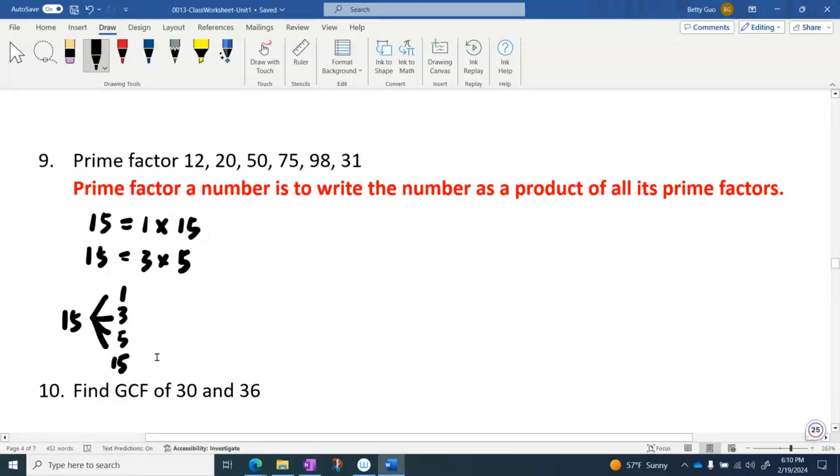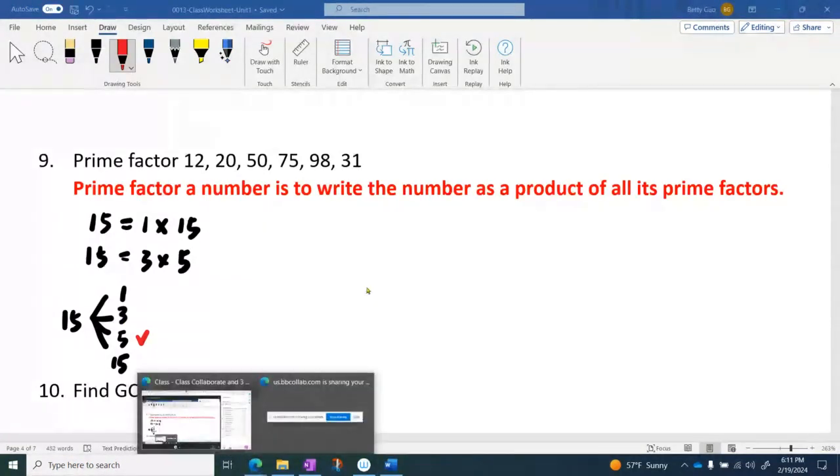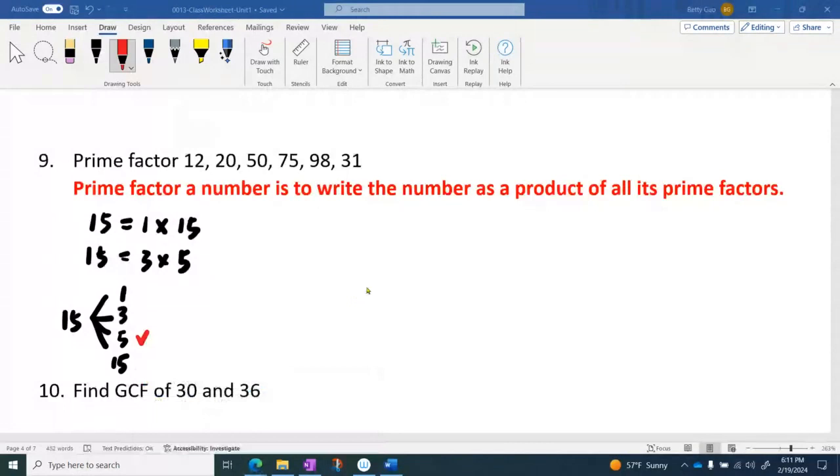Anyone can tell me, for 15, it has 4 different factors. Which of them are prime numbers? 5. Yeah, 5 is a prime number. Is 1 a prime number? Is number 1 a prime number? No. Okay. It's better that I can hear you. I don't have to go back and forth to look at your message.